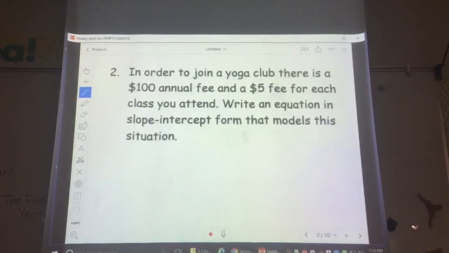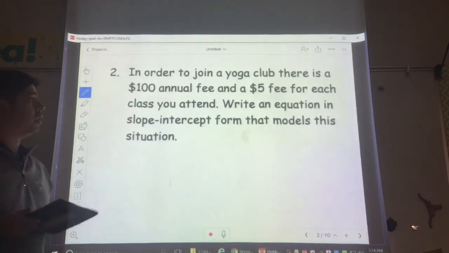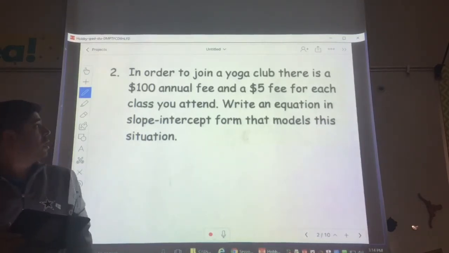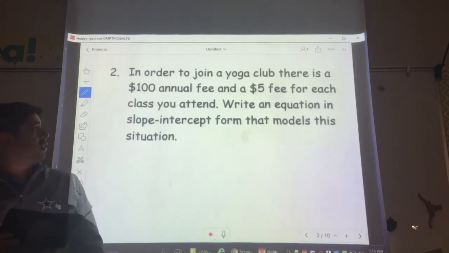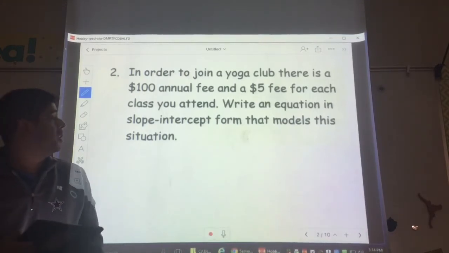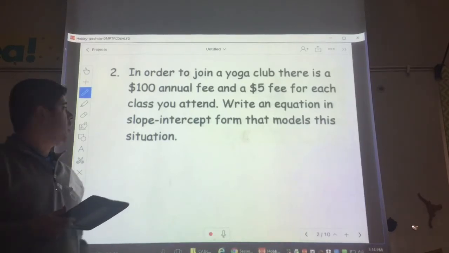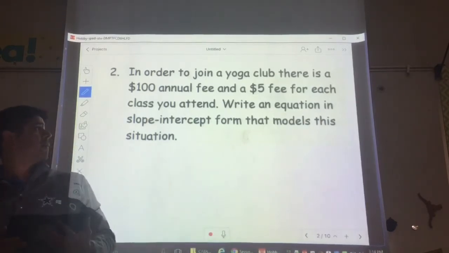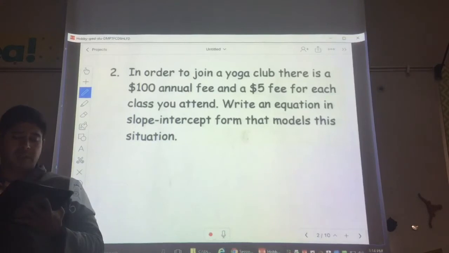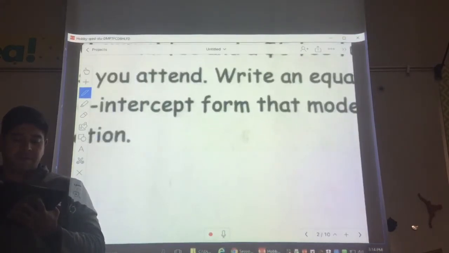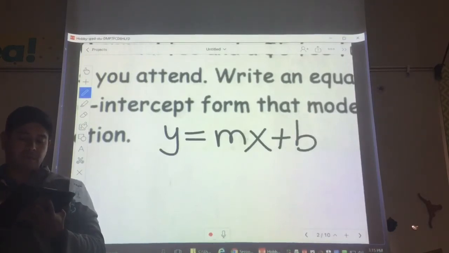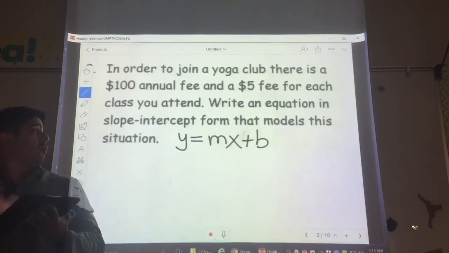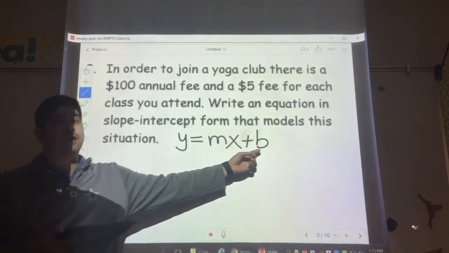Okay, so number 2 says, in order to join a yoga club, there is a $100 annual fee, sorry, and a $5 fee for each class you attend. Write an equation in slope-intercept form that models this situation. So remember, slope-intercept form is y equals mx plus b. So we're going to need to find our slope, and we're going to need to find our y-intercept.